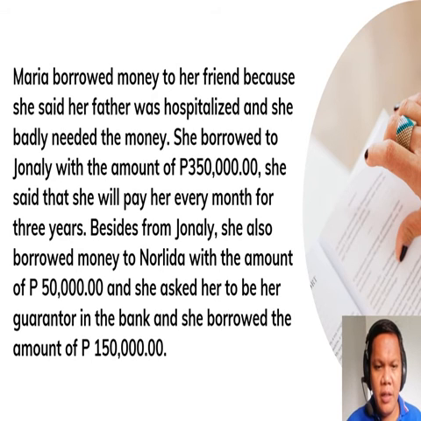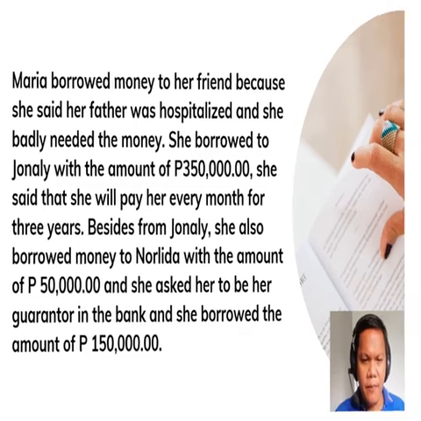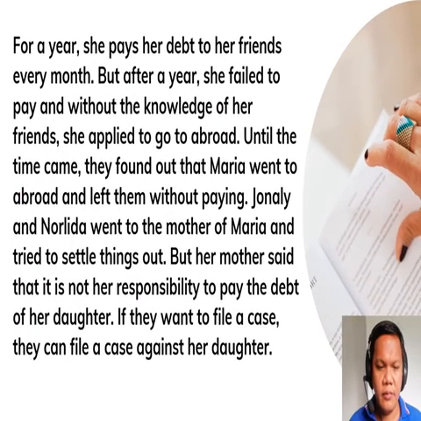Let us read the claim. Maria borrowed money from her friend because she said her father was hospitalized and she badly needed the money. She borrowed from John Lee the amount of 350,000 pesos. She said that she will pay him every month for 3 years. Besides John Lee, she also borrowed money from Norlida in the amount of 50,000 pesos, and she asked her to be her guarantor in the bank, and she borrowed the amount of 150,000 pesos.